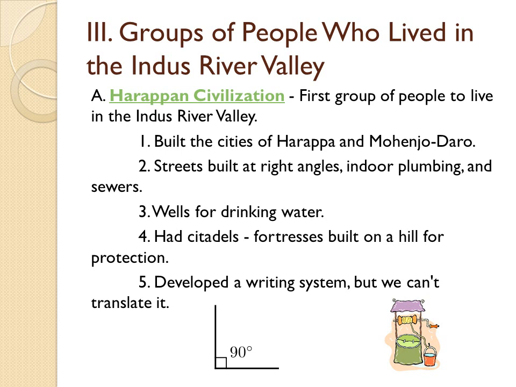The people of Mesopotamia and Egypt would not have had indoor plumbing and sewers. They had wells for drinking water, so they had fresh water. They built citadels, which are fortresses built on a hill for protection. And they developed a writing system, but to this day we have never found a Rosetta Stone, so we cannot translate it, so we're not sure what their writing system means.